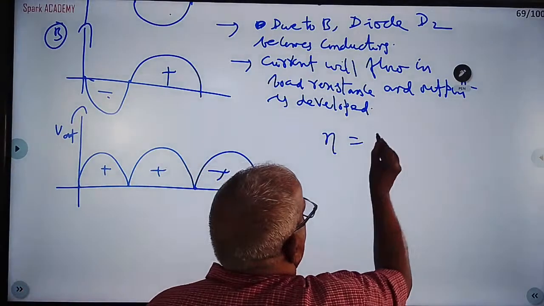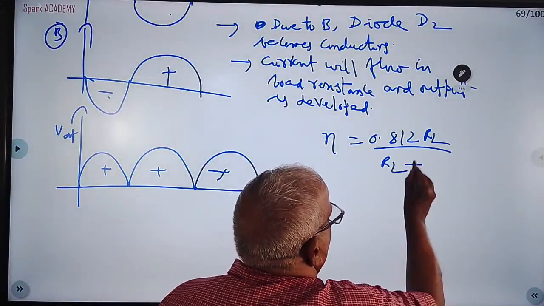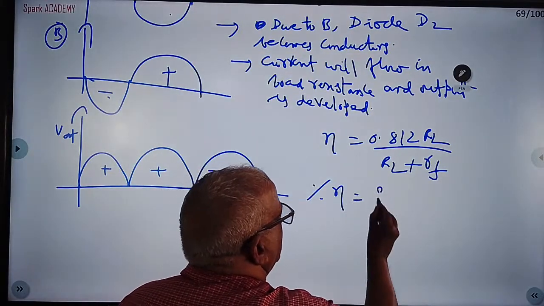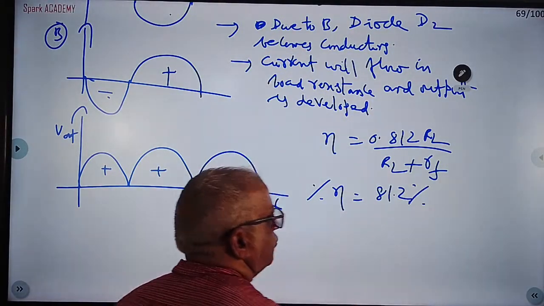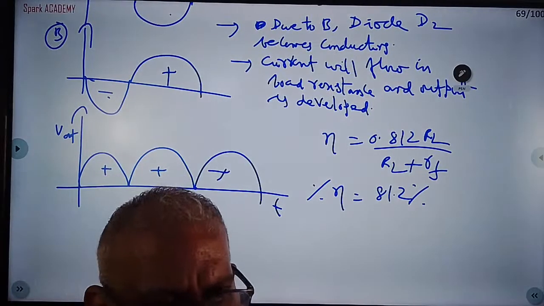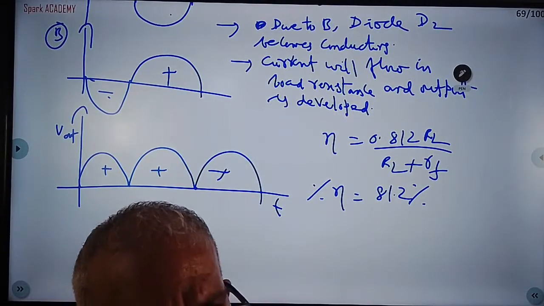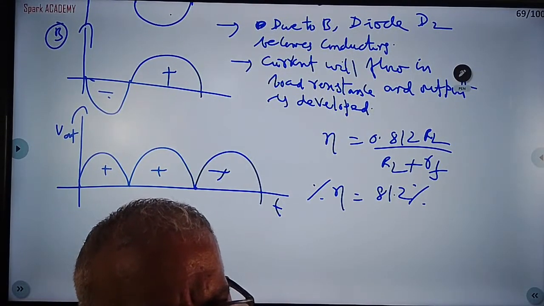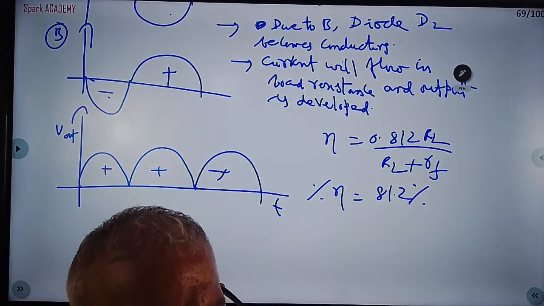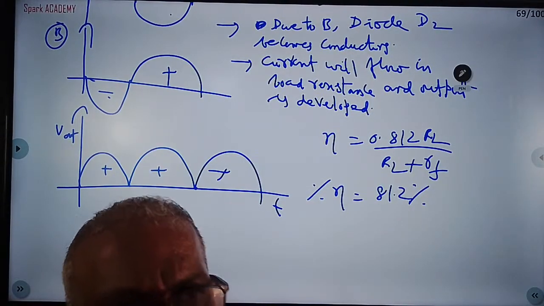Efficiency is given by the formula 0.812 RL divided by (RL plus the forward resistance of the diode), since at a time only one diode will work. Sorry students, I did not do the full wave rectifier very efficiently, but I told you the method. What is the input with respect to the center tap? When A becomes positive, B becomes negative. So at a time A is given the positive half cycle, B is given the negative half cycle, A conducts, B will not conduct.